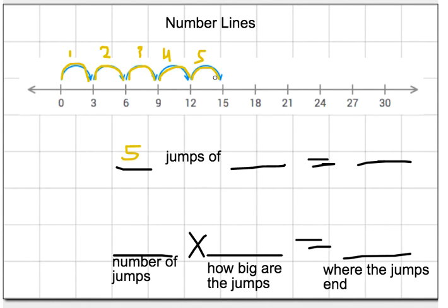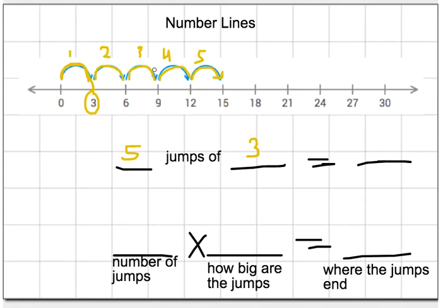A good thing to remember is when the arrow is on the right side, it's going to be multiplication, because when we do division, the arrow is going to be at the left side, and it's going to end on 0. So 5 jumps. Then we have to figure out how big each jump is. The easiest way to do that is to look at the first jump and where it ended. So our first jump ended on 3. That means each jump is going to be worth 3. So 5 jumps of 3.